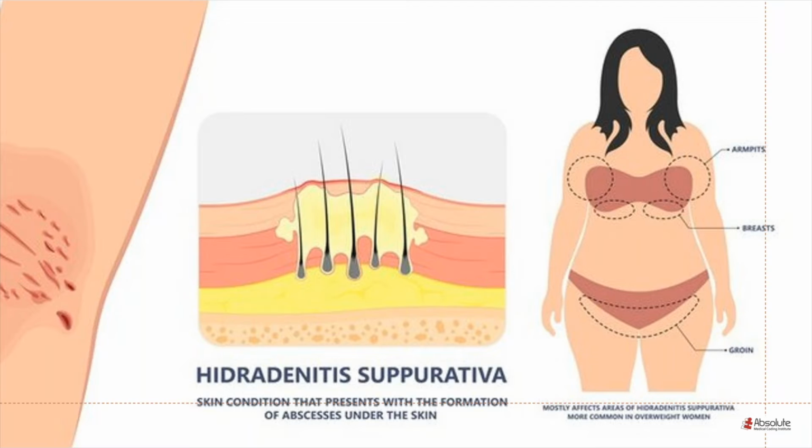It's a skin condition that presents with the formation of an abscess under the skin. It can be present in the armpits, under the breast, and in the groin. Based on the different locations, we also have separate CPTs for removal of these hidradenitis suppurativa.